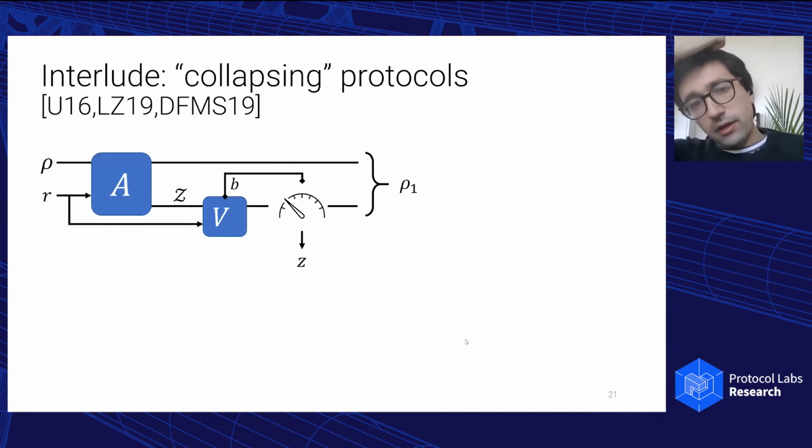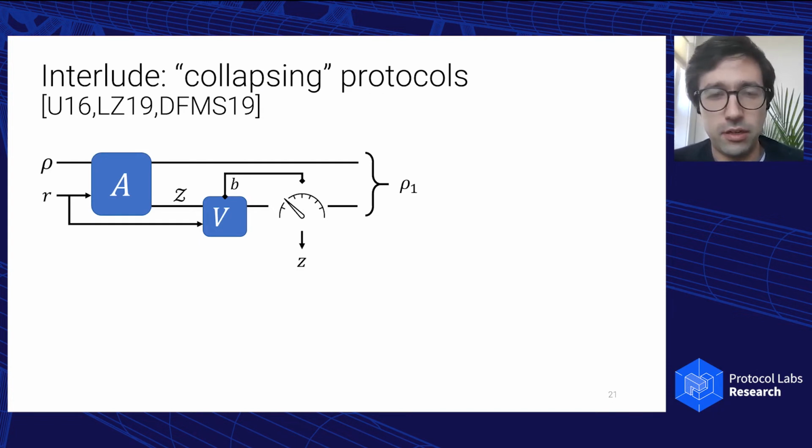Okay. So in order to talk about this, I first have to introduce a notion which is very important in the quantum setting. It's called collapsing. And the way to understand collapsing is to think about two kinds of quantum measurement games.